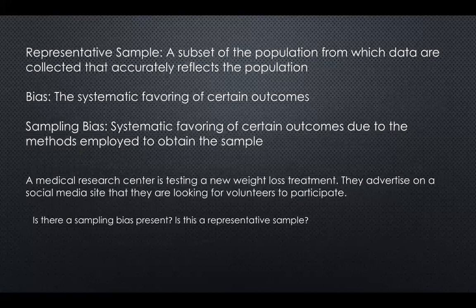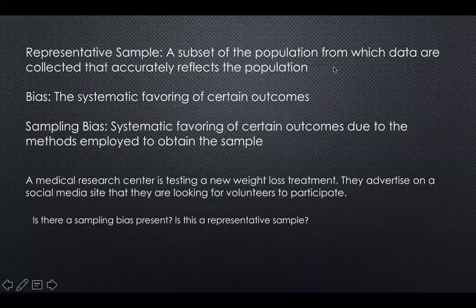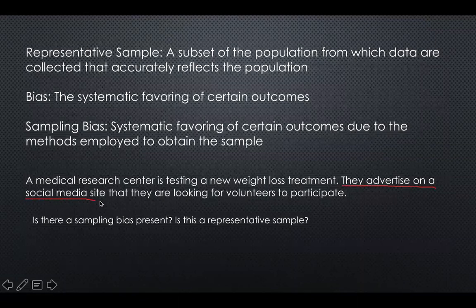So in this case, the keyword here that we identify that shows us that there is a sampling bias is that they use a social media site to look for volunteers. So this is not a way to get to the population. Only a certain subset of the population uses social media. So typically, not all senior citizens use social media, so they may be having a bias there. It is not representative of the whole population. So you want to keep that in mind.